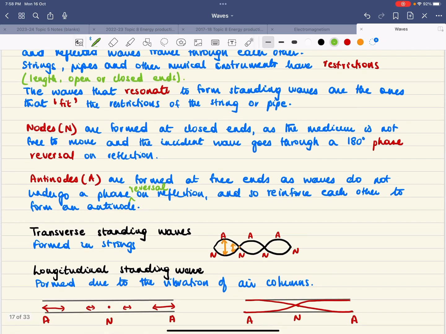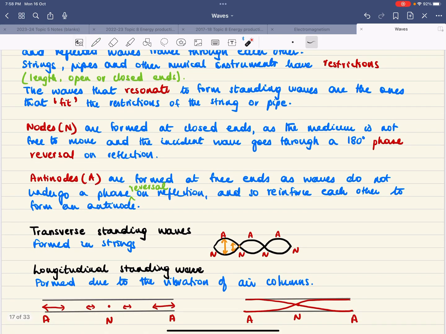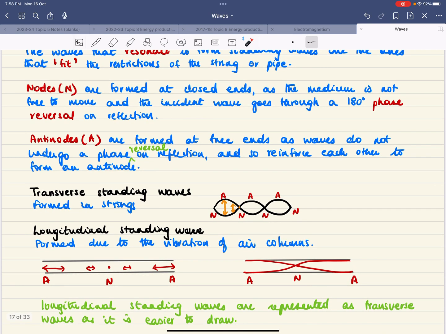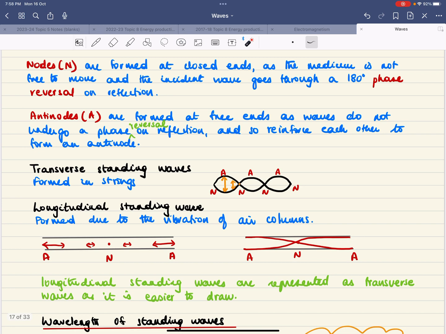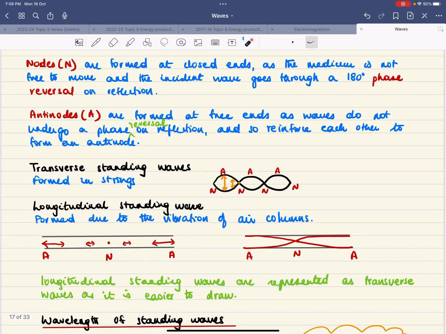Now, transverse standing waves are formed on strings, and this is what it looks like. So you've got one wave going there and the reflected wave coming back, and they go through each other. Now longitudinal waves are formed due to the vibration of air columns. So wind instruments actually have air vibrating in them. So the open ends will always have an antinode.